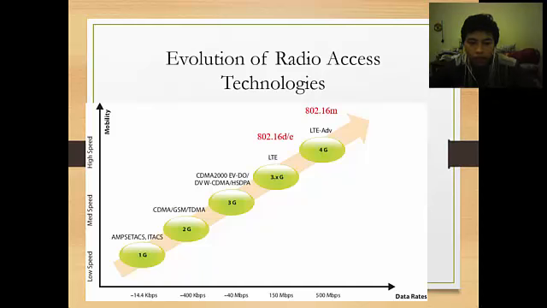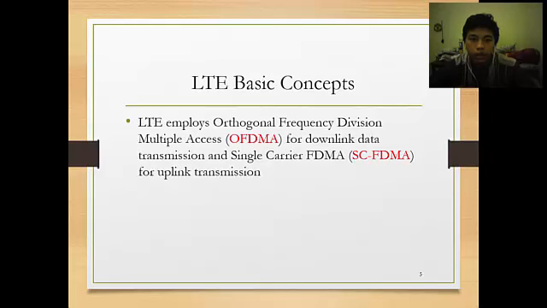This picture shows the evolution of communication systems from 1G, 2G, 3G, 3.5G, and now 4G. The concept of LTE employs orthogonal frequency division multiple access, or OFDMA, for downlink data transmission and single carrier FDMA for uplink transmission.